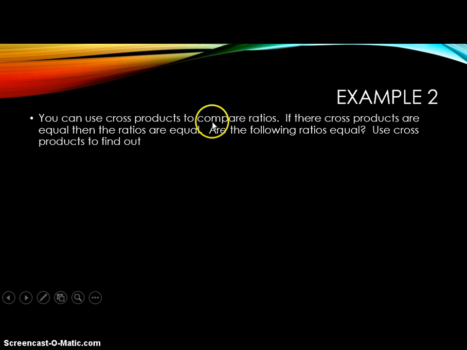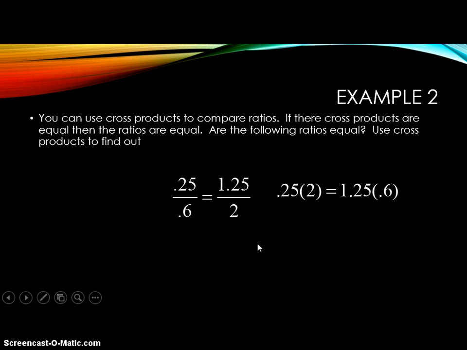So we can use cross products to compare ratios. If their cross products are equal, then their ratios are equal. So let's find out if these two ratios, or proportion, one proportion, are equivalent. So I'm going to multiply 0.25 times 2 and 1.25 times 0.6. All right, it looks like that. I'm going to then make this multiplication. And 0.25 of 2 is 0.5, and 1.25 of 0.6 is 0.75. You can see that these numbers are not the same, so these ratios are not equal.